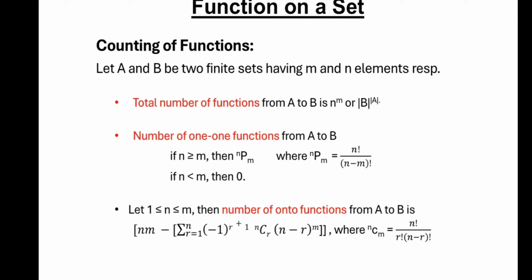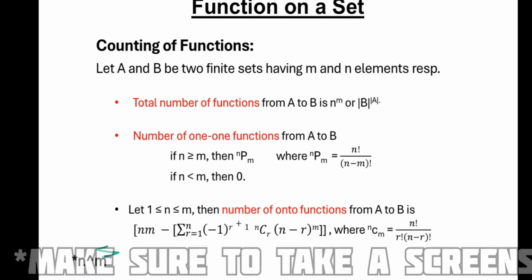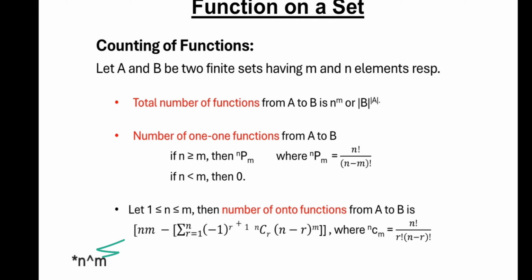Again, let 1 be less than or equal to n, which is less than or equal to m. Then the number of onto functions from A to B is n raised to m minus summation r equals 1 to n minus 1, of (minus 1) raised to (r plus 1) nCr (n minus r) the whole raised to m, where nCr is the number of combinations of n and r, and nCr equals n factorial upon r factorial into (n minus r) the whole factorial.